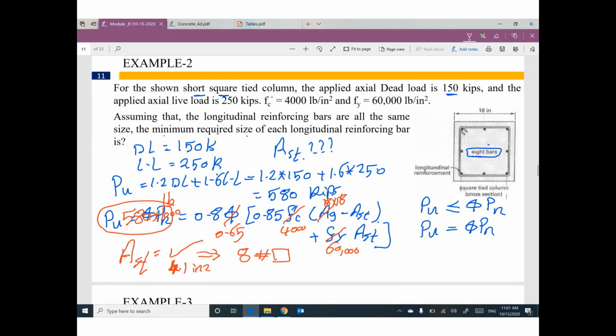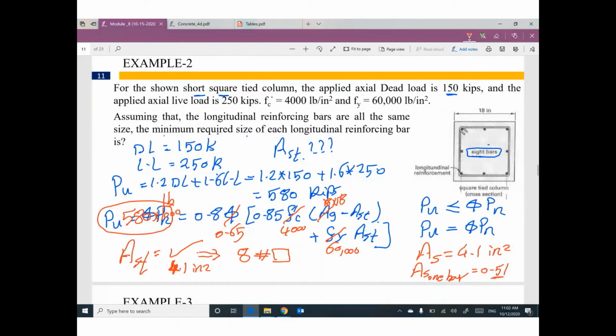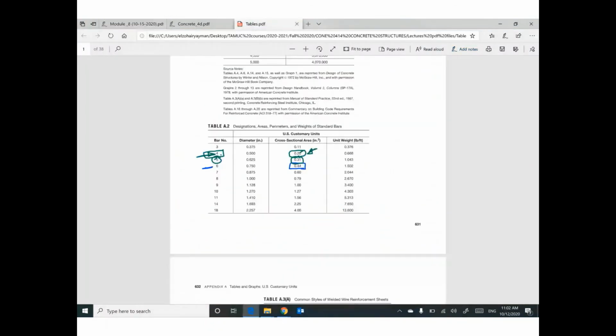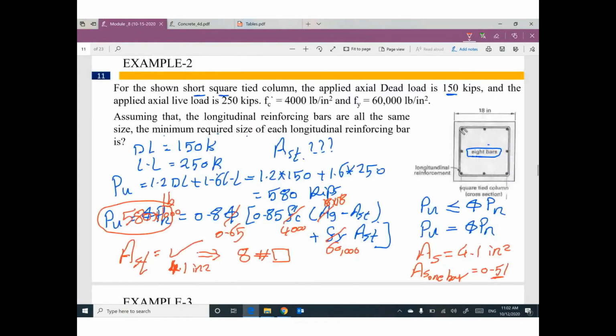I need to convert this area steel, which is 4.1 inch square, to 8 bars, so I will divide it by 8. The area of 1 bar equals 0.51. Open the table. Which bar has an area of 1 bar that looks like 0.51? This one? No, it's 0.44. This one is 1.6. So I'm going to use 8 bar number 7. 8 bar number 7 will give you area steel greater than this one. You are good. So the final answer for this one will be 8 bar number 7 as steel reinforcement.